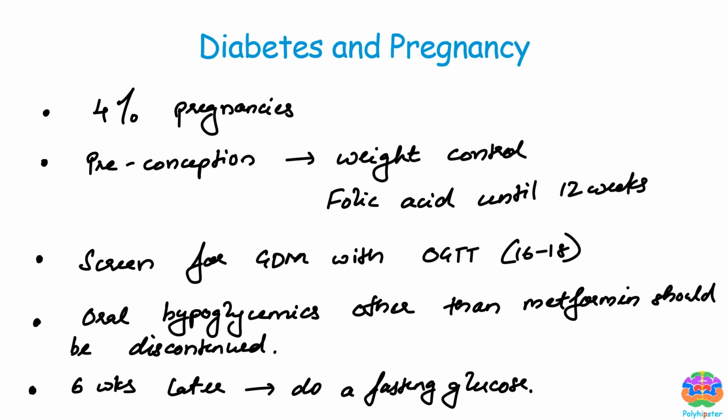To understand in brief, around 4% of pregnancies are affected with diabetes mellitus. This gestational diabetes mellitus can be predisposed by various factors such as family history, PCOS, etc. So, in such patients, as a precautionary method, they could start weight control and folic acid until 12 weeks before conception. They can be screened for gestational diabetes mellitus with OGTT at around 16 to 18 weeks of pregnancy. If the patient is already diabetic, then they should stop all oral hypoglycemics other than metformin and do a fasting glucose 6 weeks later.